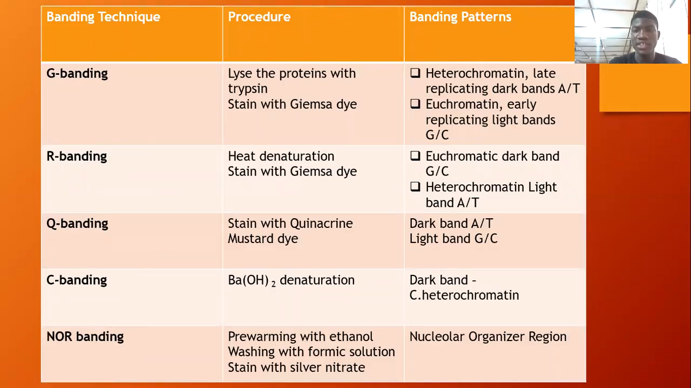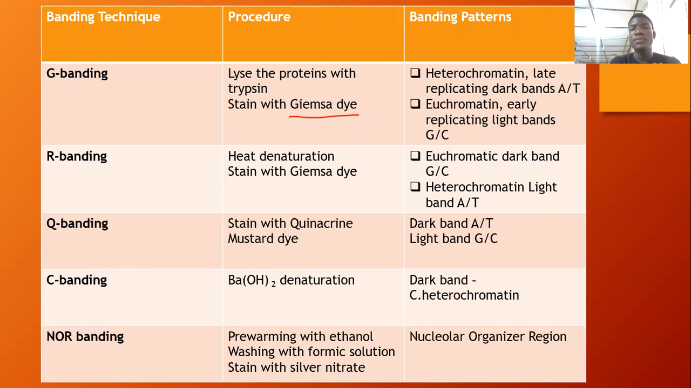Now we have different forms of staining techniques that I've arranged in this diagram. We have the G banding, which uses the Giemsa dye. That is why we call it G banding. First, you lyse the protein with trypsin, and then you stain with your Giemsa dye, and you would find the dark and the light regions. Now, the dark region represents an area that is rich in adenine and thymine, nitrogenous bases, and then your light bands are rich in guanine and then cytosine bases.